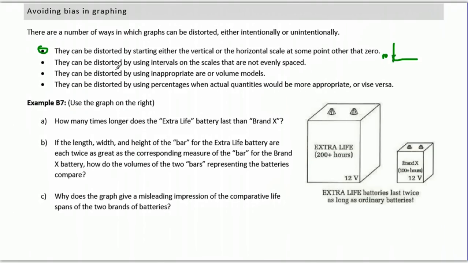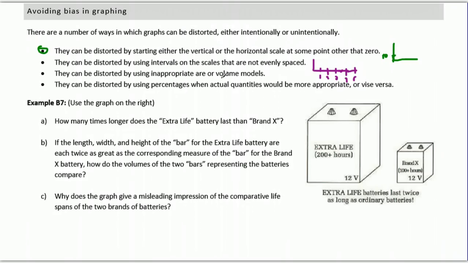Another thing that could happen is you could use intervals that are not evenly spaced. So imagine another graph here where you have 1, 2, 3, 7. Well, what? If you had some kind of graph like that where it was not evenly spaced, that could definitely confuse someone or mislead someone.